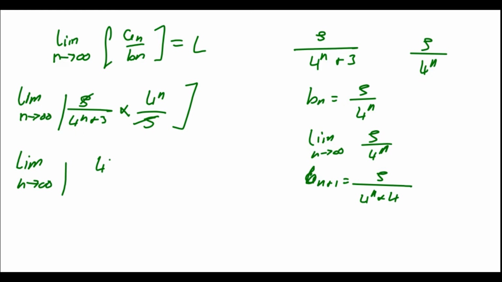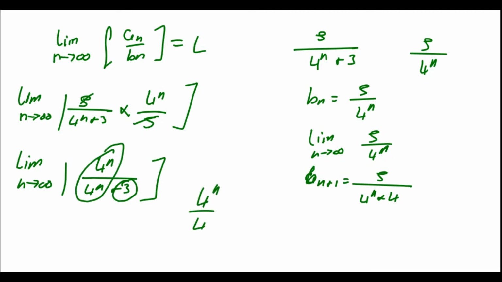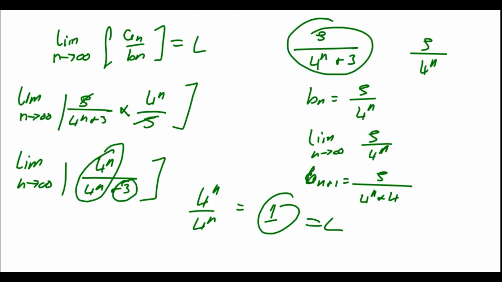So that will be the limit as n approaches infinity of 4 to the n divided by 4 to the n plus 3. One thing that you're able to observe here is that the 3 is less significant. So the most significant part is this one. So that would just be 4 to the n divided by 4 to the n, which gives you a 1. So this value of L, you observe, is positive and finite. So meaning this expression here converges.